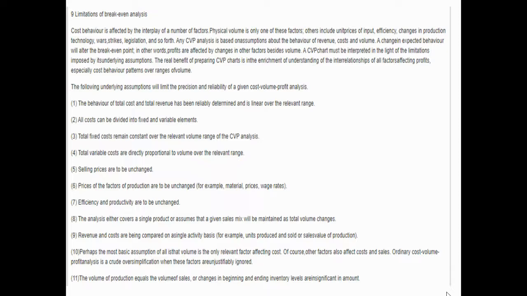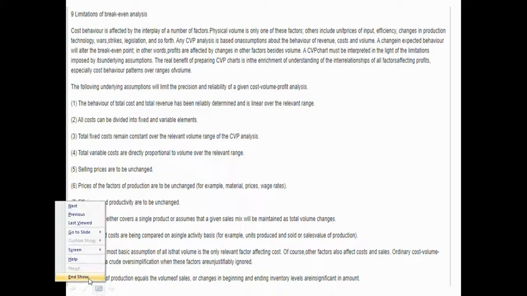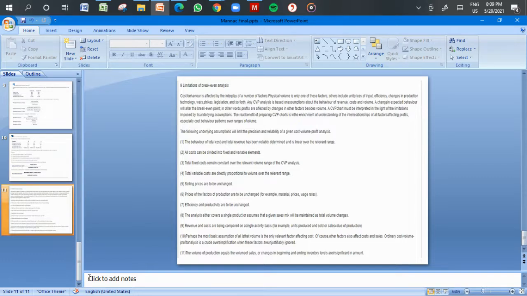Then it also assumes that the only cost driver or revenue driver is the level of output. That's another problem. It also assumes that the selling price will not change, but it's unlikely that the selling price will not change. They will actually change. It also assumes that efficiency and productivity are unchanged. The assumptions in general are not really good assumptions, and you can just convert them into limitations. Okay, that is it on break-even point.